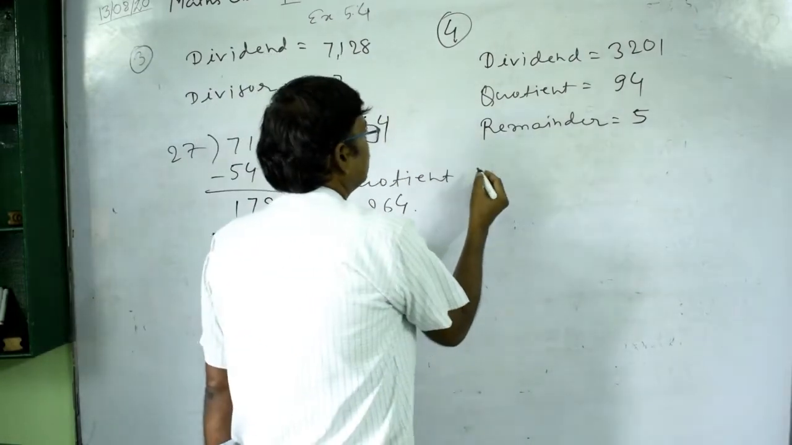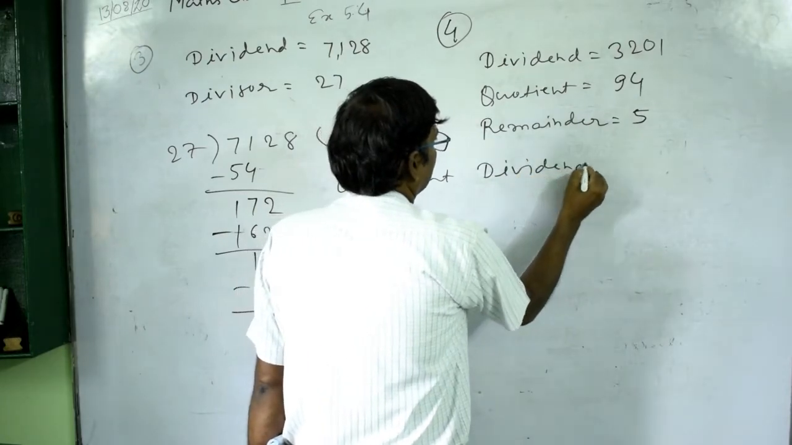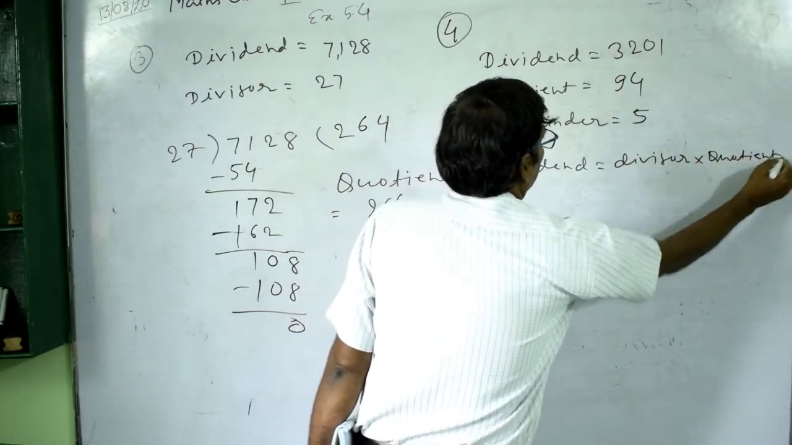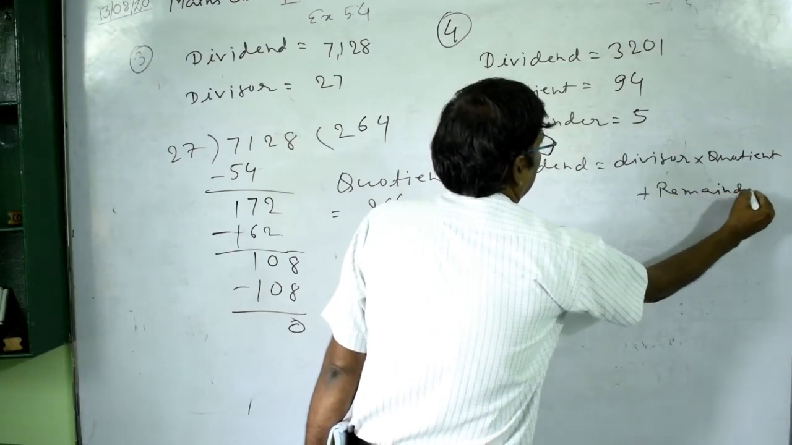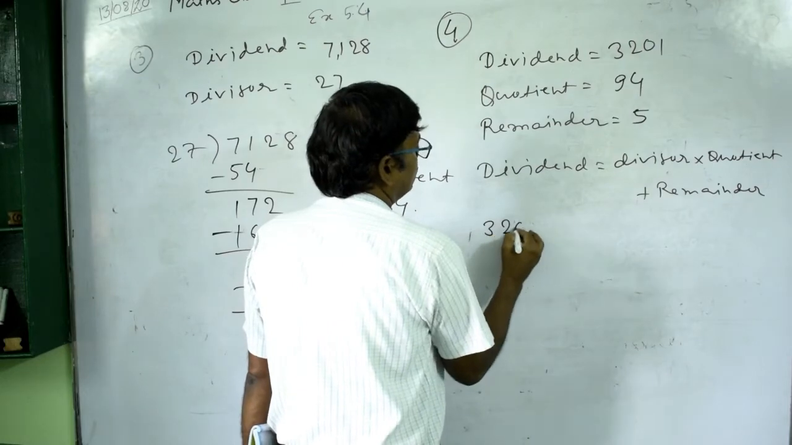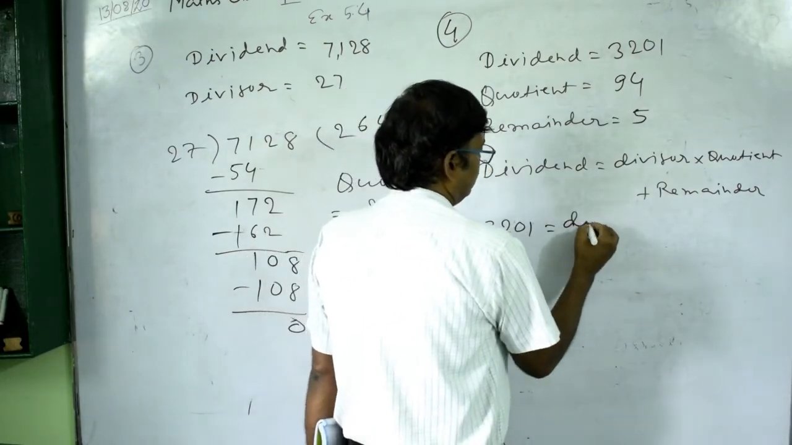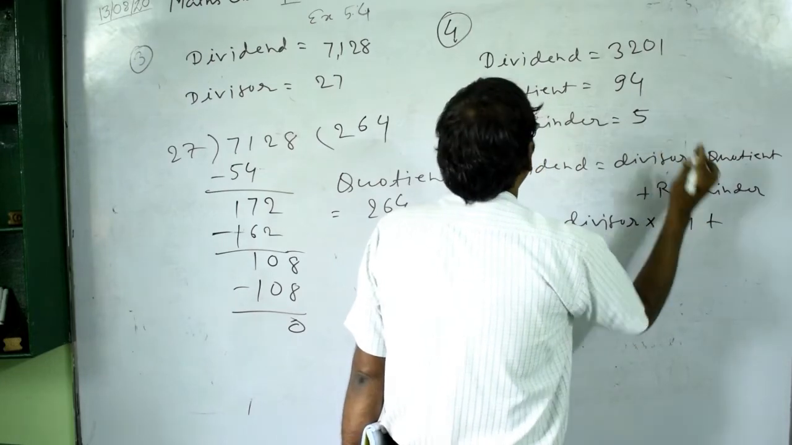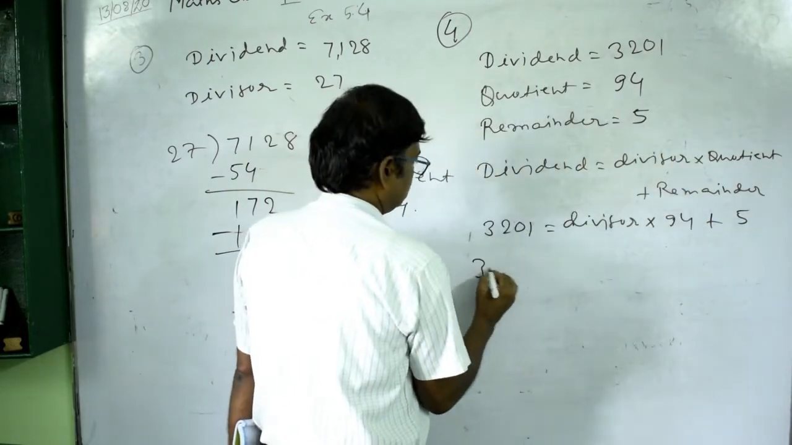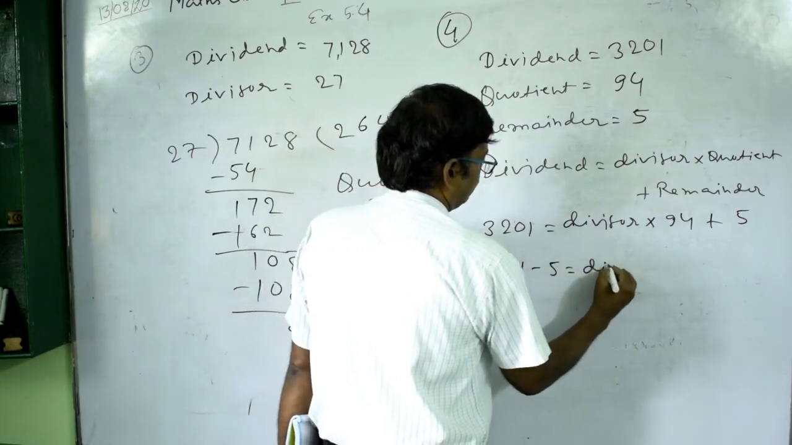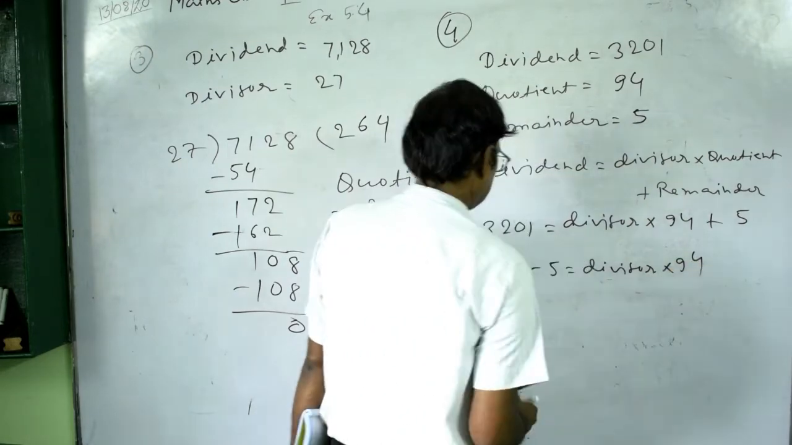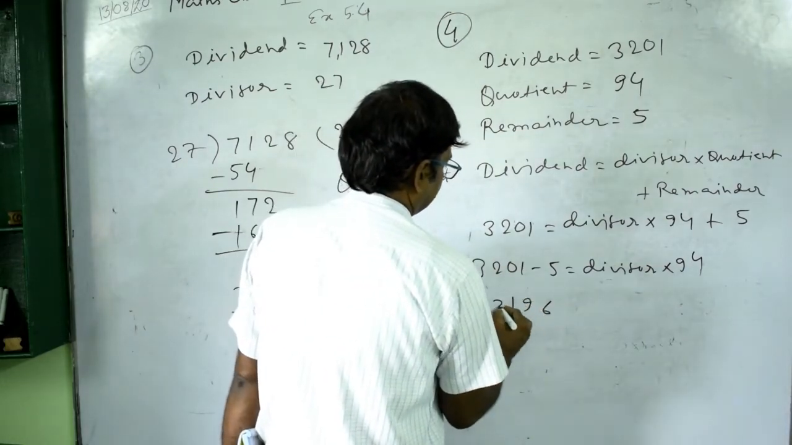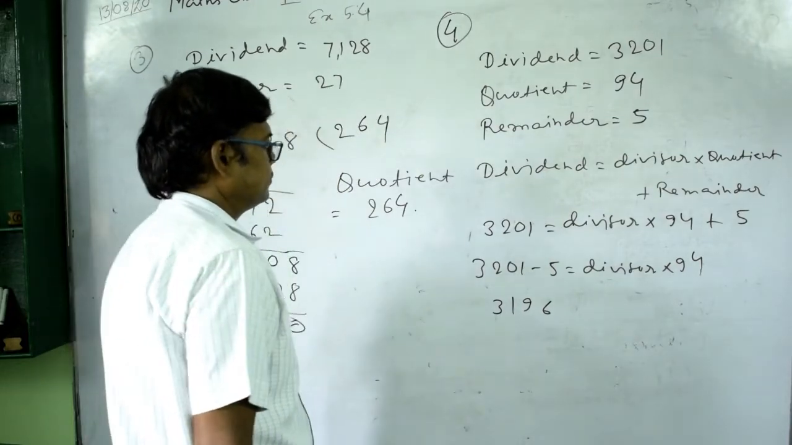So you know the formula, dividend equal to divisor into quotient plus remainder. So this is given here, so write 3201 equal to divisor, which we don't know, into quotient, given here as 94, plus remainder, given as 5. Now take 5 to this side, so it will be 3201 minus 5 equal to divisor into 94. Then subtract this number, 3196 equals divisor into 94.